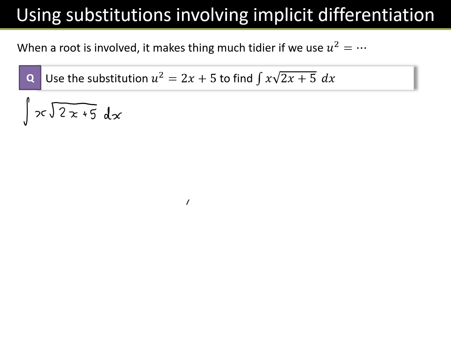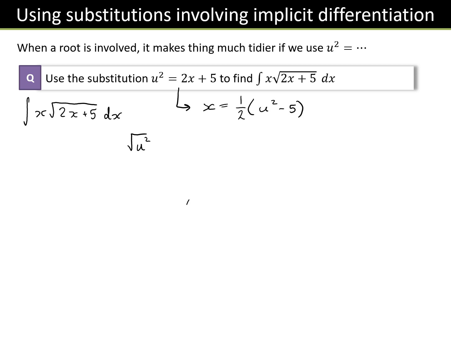We're swapping x's for u's. So u squared is 2x plus 5, so we can swap this for u squared. So we've got the square root of u squared. X, we need to substitute in what x is. Now this time, x is going to be a half of u squared minus 5.